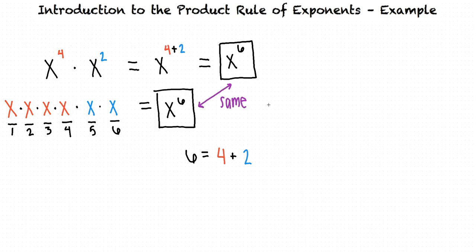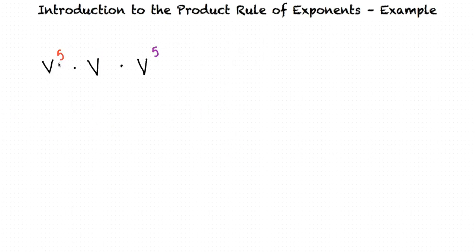Let's take a look at another example. V to the 5th times v to the 5th. The first term has an exponent of 5, so we'll have 5 v's multiplied together. Next is just 1 v, so we can think of this as v to the 1, and write it again as just 1 v. Our last term also has an exponent of 5, so we'll have another 5 v's multiplied together. And again, we can't forget our multiplication signs in the middle.